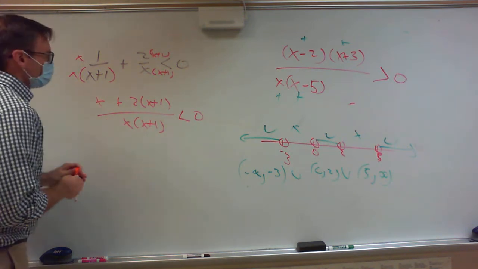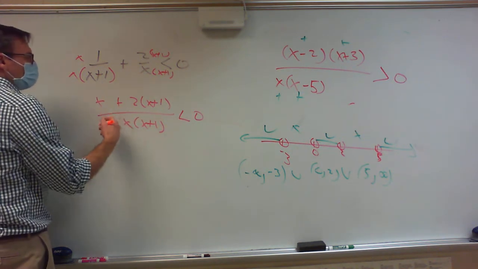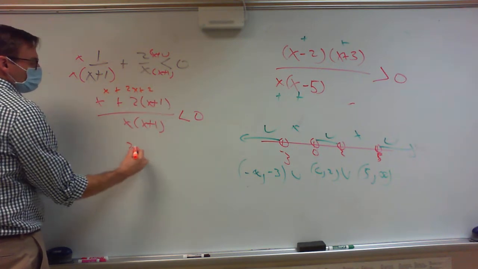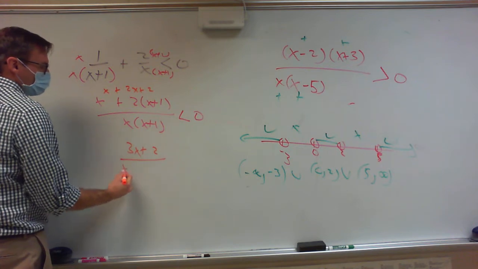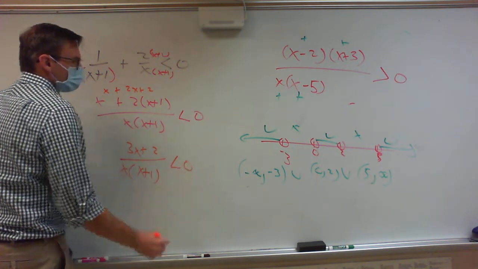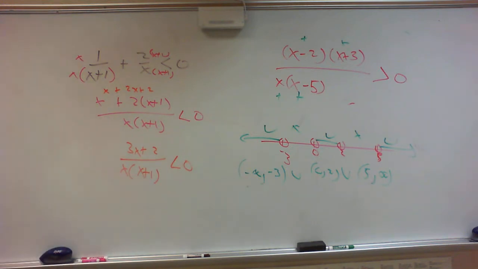And let's see, when I clean this up, that's x plus 2x plus 2, so I end up with 3x plus 2 over x times x plus 1 is less than 0. Okay?